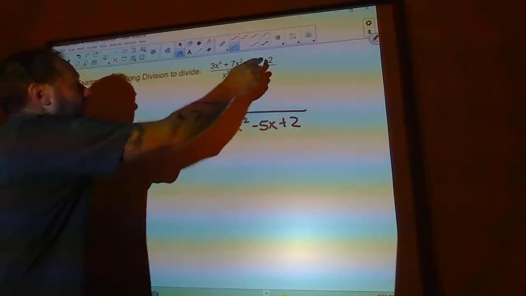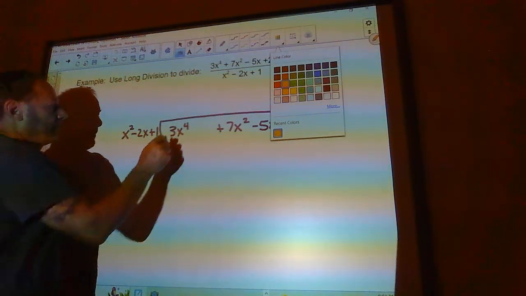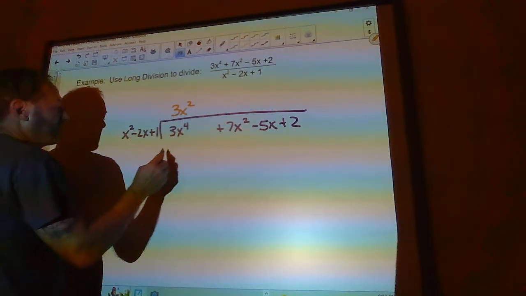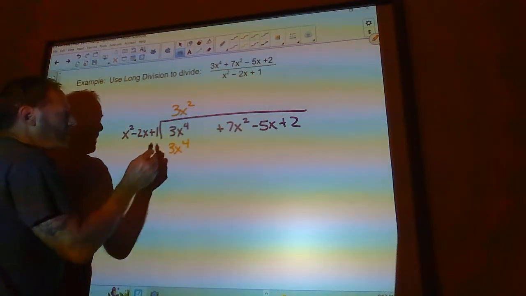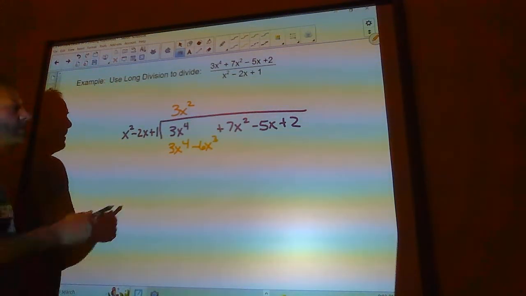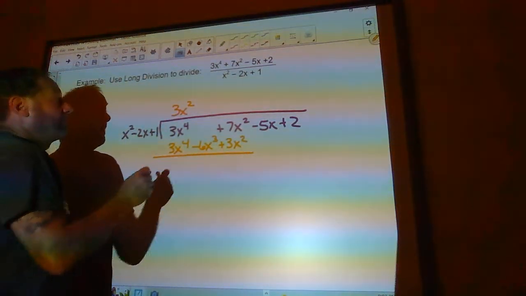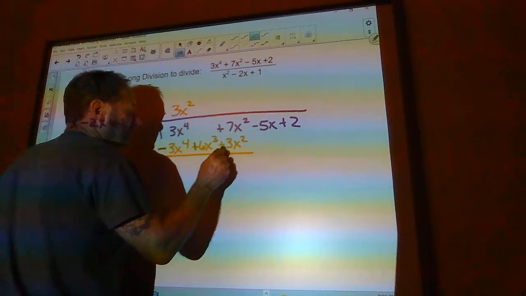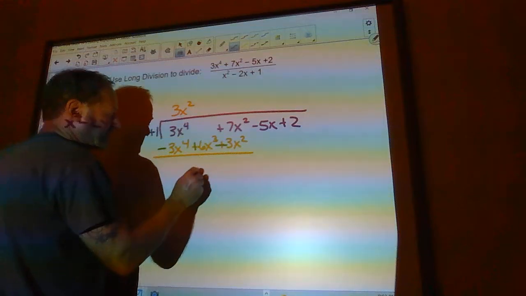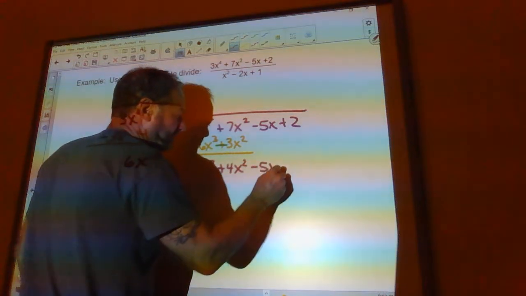Okay, so what do I got to multiply x squared by to get 3x to the 4th? How about 3x squared? So 3x squared times x squared is 3x to the 4th. Then I'm going to get minus 6x to the 3rd, which I'm going to put in the space here. Then I get 3x squared right here. And remember, I'm subtracting this, so I'm going to change all the signs. Okay, so I'm going to get 6x cubed right here. I'm going to get plus 4x squared minus 5x plus 2.